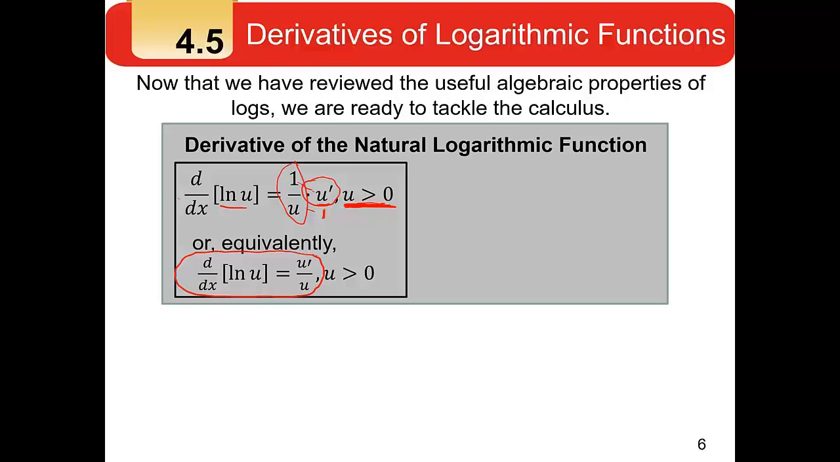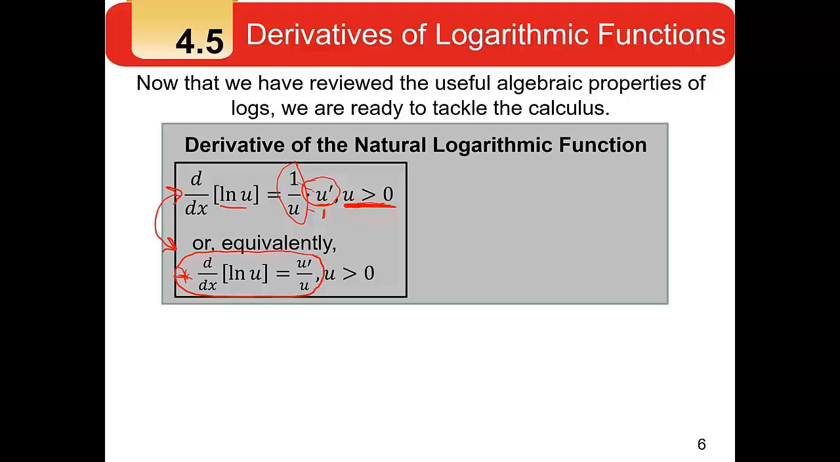Both formulations are the same, and if you prefer one over the other, go for whichever one makes the most sense to you, but this is the one that I use most of the time. The exception is if u is really complicated, sometimes I'll write it the first way. But as long as u and the derivative of u are fairly simple, u prime over u is the way I like to think of this.